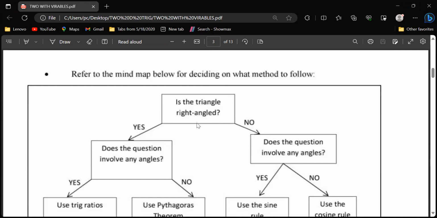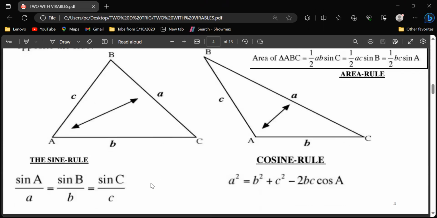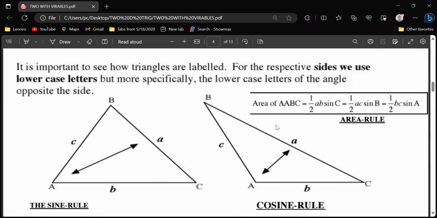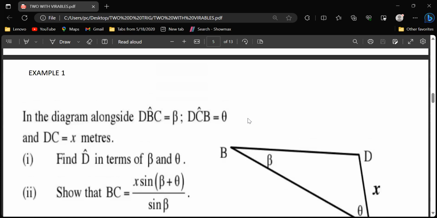Okay. Now, we're still going to do exactly the same thing. We're going to be going through this mind map. We're going to check if it's a right angle triangle. If it's a right angle triangle, then we're going to be using trig ratios. If it's not a right angle triangle, we're going to be using our cos rule. By now, we know our cos rule again. So we have the sine rule, we have the cos rule, and then we also have the area rule.